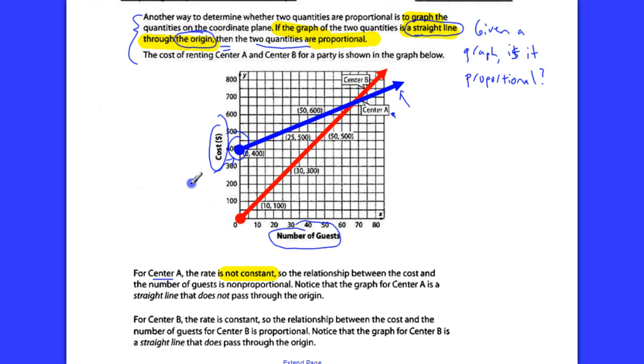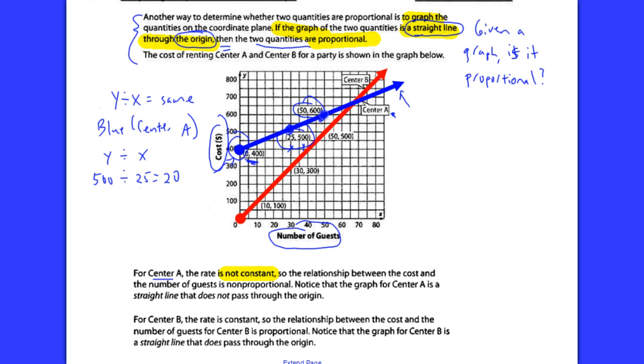Based on what we learned yesterday, if you did yesterday's lesson, we learned that if you take y divided by x, and for every point on the line it's the same, then the two variables are proportional. So let's look at the blue line, which is center A. If I take y divided by x, the first point I'll look at, I can't really use 0, 400 because of the 0, so let's look at this point right here: 25, 500. The 500 is the y and the 25 is the x. So 500 divided by 25 is 20.